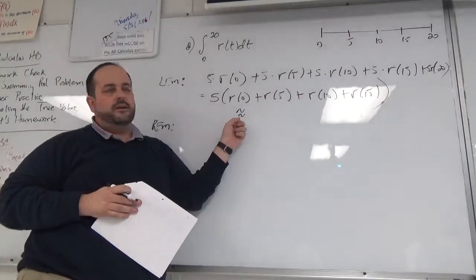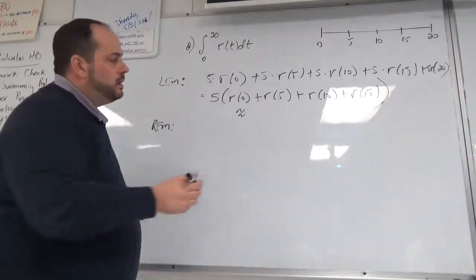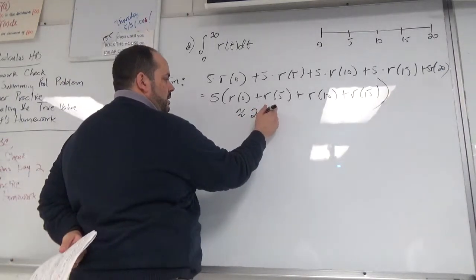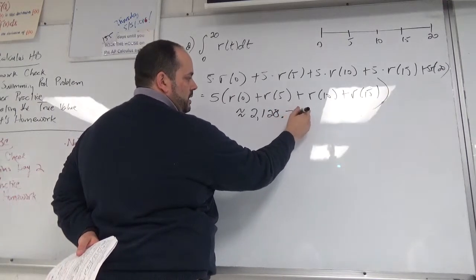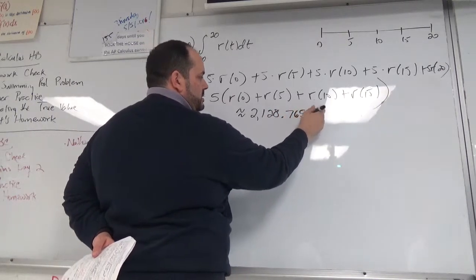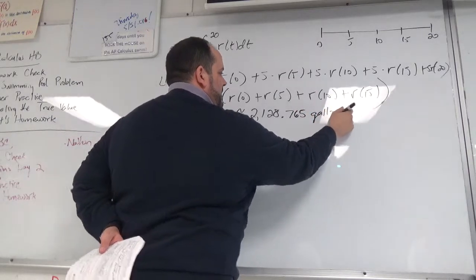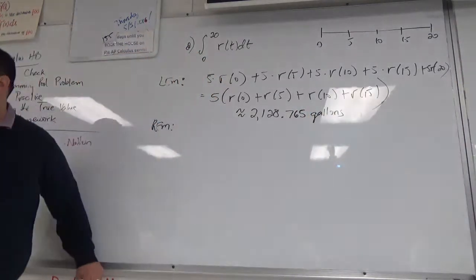Adriana, what'd you get for your numerical value here? 2,128.765, and the units have to be gallons. Folks on this side, did everybody come up with that?